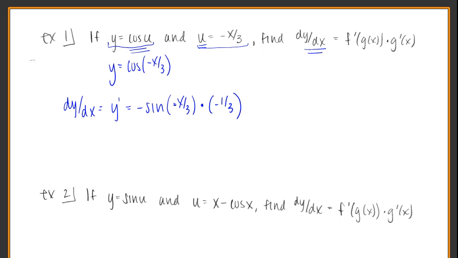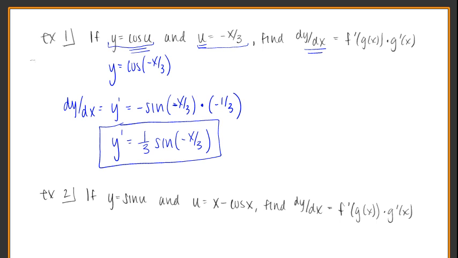Okay, so you take the derivative of the main function itself, so the derivative of cosine, which is negative sine, and don't change the angle at all, and then we multiply by just the derivative of your angle. Okay. And cleaning this up then, y prime, so you've got a negative sine times a negative 1/3, so positive 1/3 sine of negative x over 3. And there's our answer for that one.